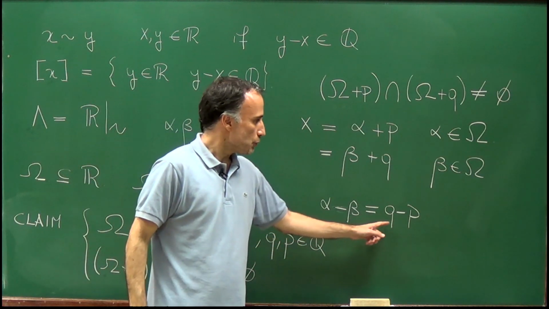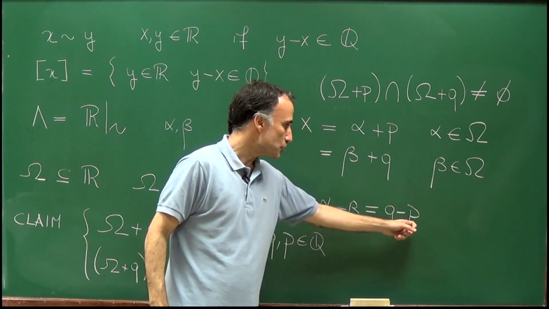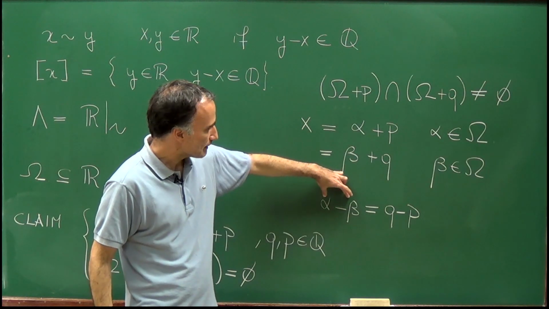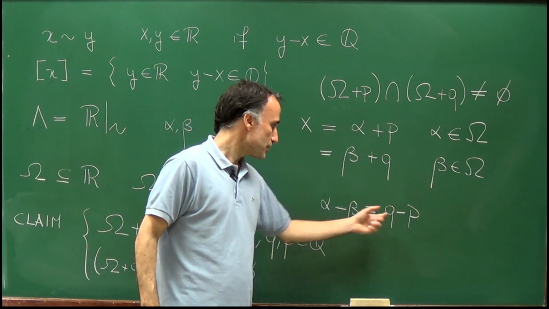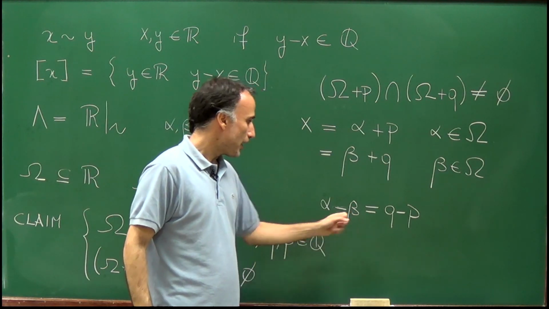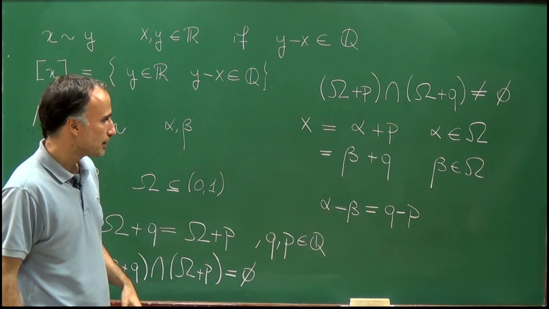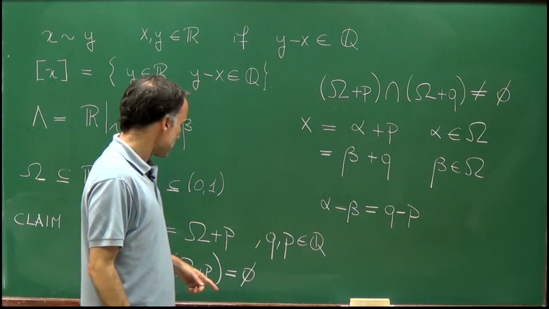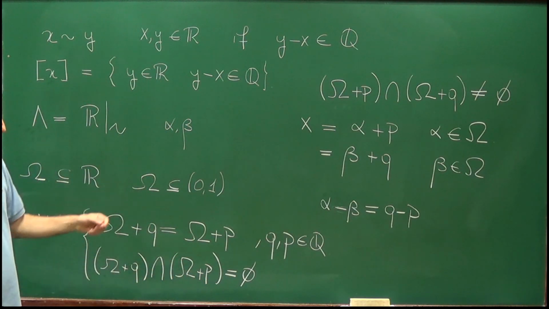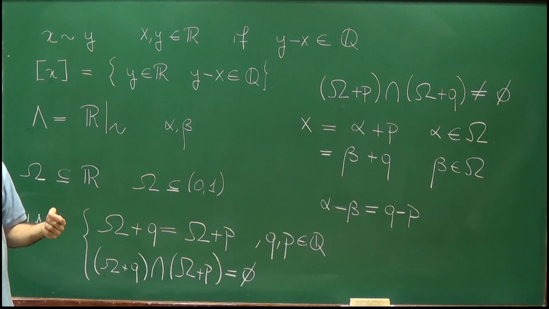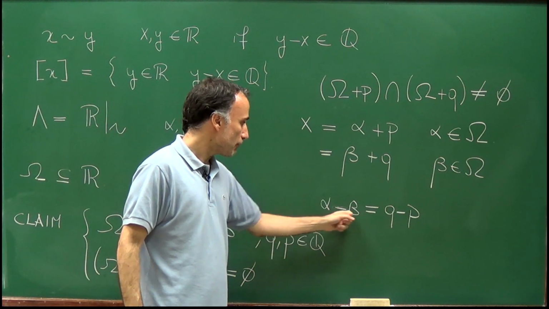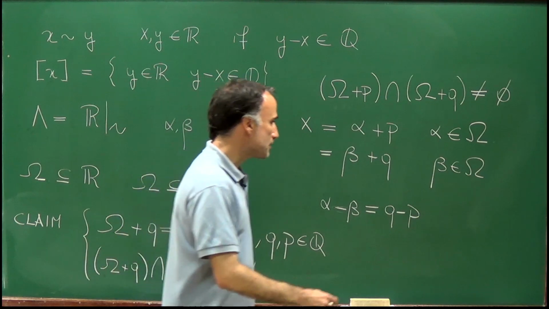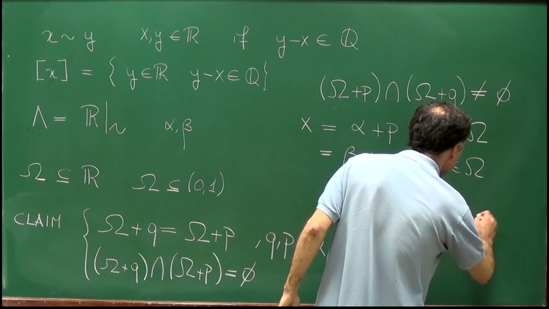Well, q and p are rational, so q minus p is rational, which means that alpha minus beta is a rational number, which means that alpha and beta are equivalent. But since in the construction of the set omega I took just one element of each equivalence class, and since alpha and beta are equivalent, this means that alpha is equal to beta.